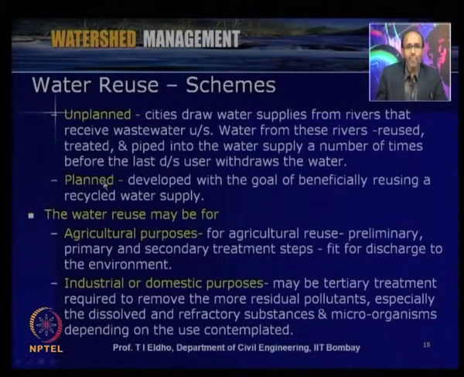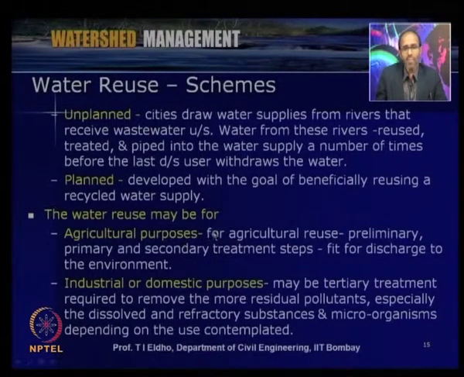A planned reuse scheme is, especially for industries or particular localities, where we can identify the quality of the wastewater, go for appropriate treatment, and then beneficially reuse the recycled water. Whether it is unplanned or planned, we have to see the intended use. The planned use may be for agriculture, industrial or domestic purposes.